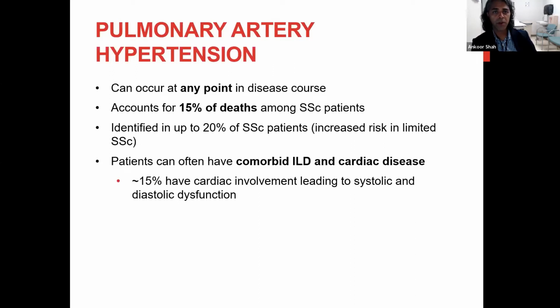Now, pulmonary artery hypertension, which again is important because it accounts for 15% of deaths among scleroderma patients. And in contrast to interstitial lung disease, this is a manifestation that can occur at any point in the disease course. It's identified in up to 20% of scleroderma patients, although again, increased risk in limited disease. Patients can have comorbid interstitial lung disease and cardiac disease. And 15% have cardiac involvement leading to systolic and diastolic dysfunction. This is something that we have begun to see a lot more of. And part of that is owing to the increased use of cardiac MRI, which can identify cardiac involvement as well as evidence of pulmonary artery hypertension.